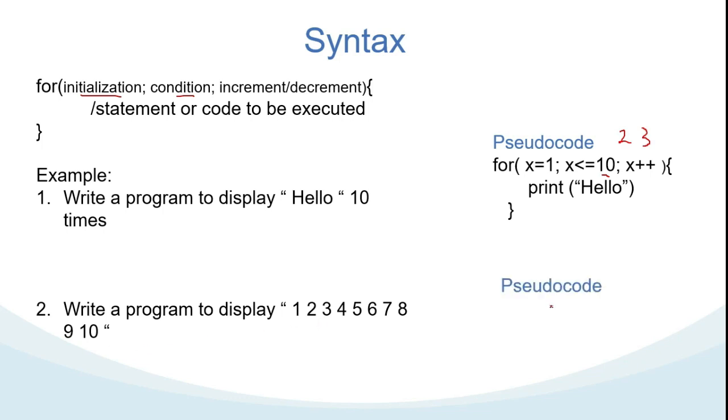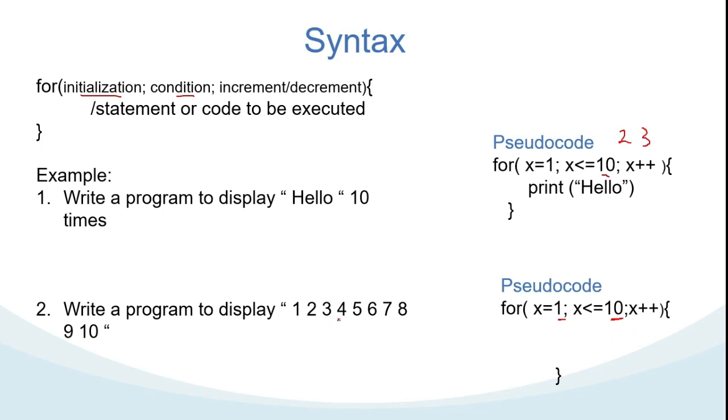Program will look like this in pseudocode. So, we start from 1. We will stop the condition at 10. We will execute the code inside. Once we execute, we increase it by 1. Again, we do the same. We check again the condition, and then we increase it again by 1, and so on.